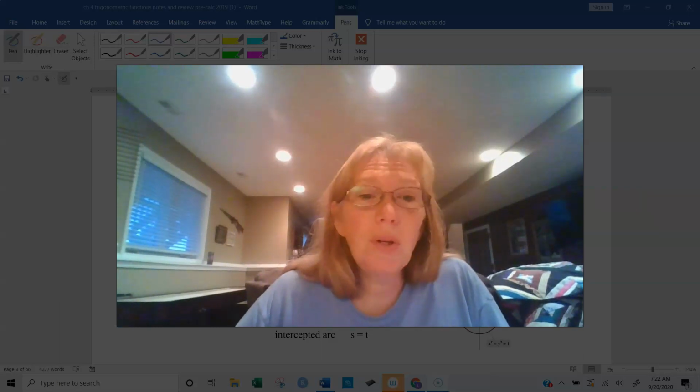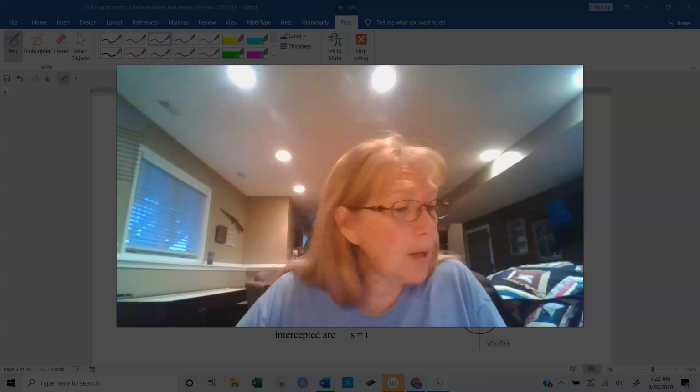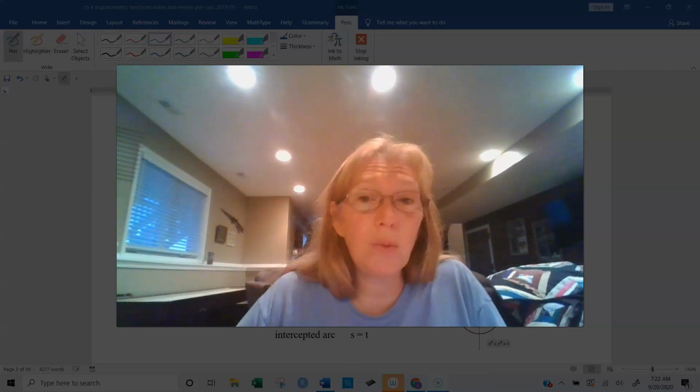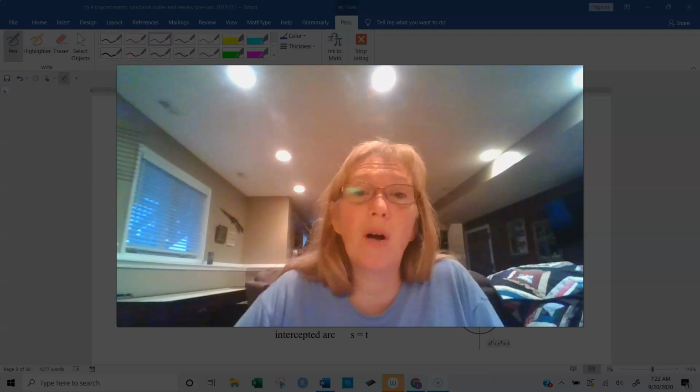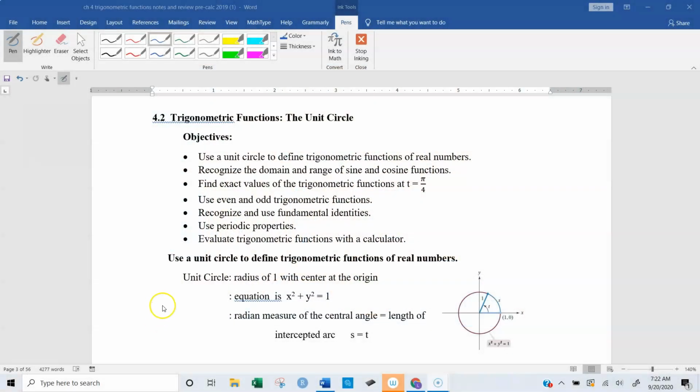Again, we're continuing with the unit circle. So last time we talked about where the angles were and how to do it in degree and radian. This time we're going to start to add a little bit of value to those angles. So what points actually are there on the unit circle? So make sure you have your notes out and let's go.